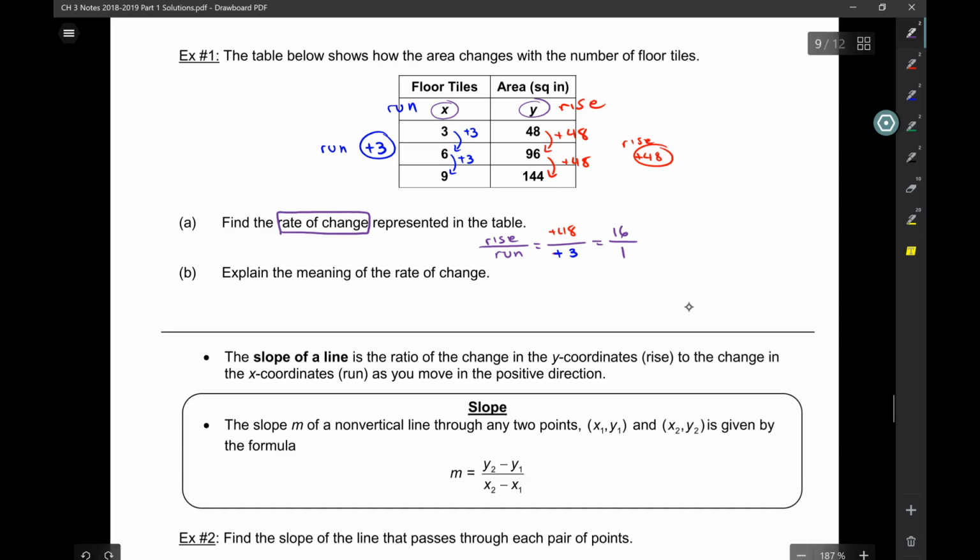Now, let's talk about units. Here, for the rise, the units are square inches. So that's inches squared. And then the run is how many tiles? So it's tile. Okay, so the unit is that. So that is the rate of change.